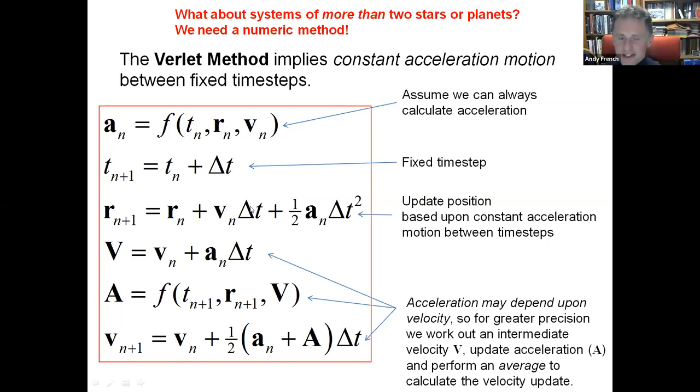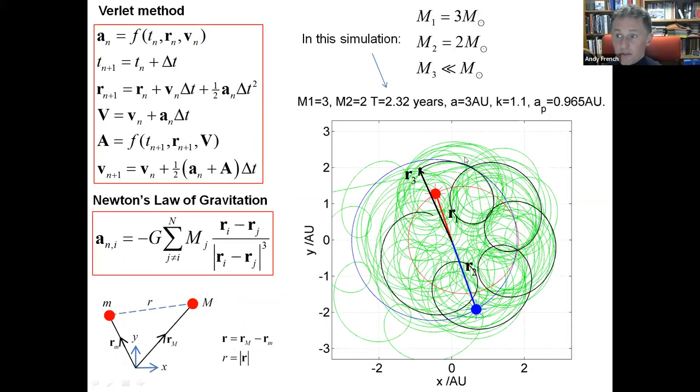The only difference is we're talking about a time step, all right? And the things in front are bold. So these are actually vectors, which correspond to any number of objects we've got. So in the case of our simulation here, we've got three objects, the black one, the red one, and the blue one, okay? But otherwise, it's the same.